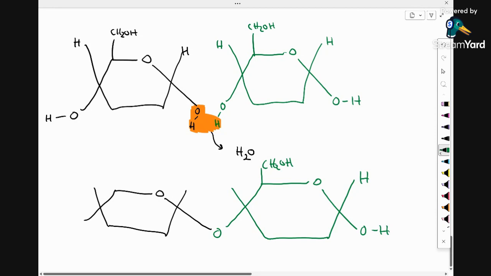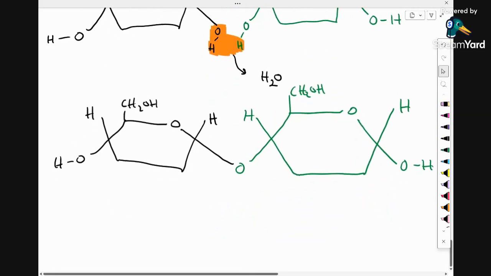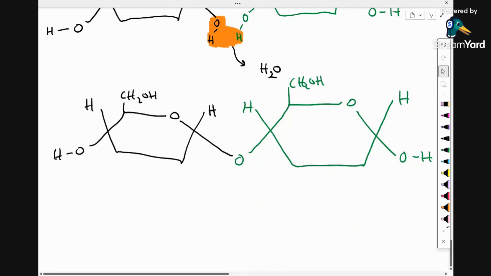Sloppy chemistry there, but my water's in the way. That bond should connect to the carbon. There we go. So we form this. And this is our disaccharide, right? Don't forget water's been liberated. And we give this particular bond here a name.